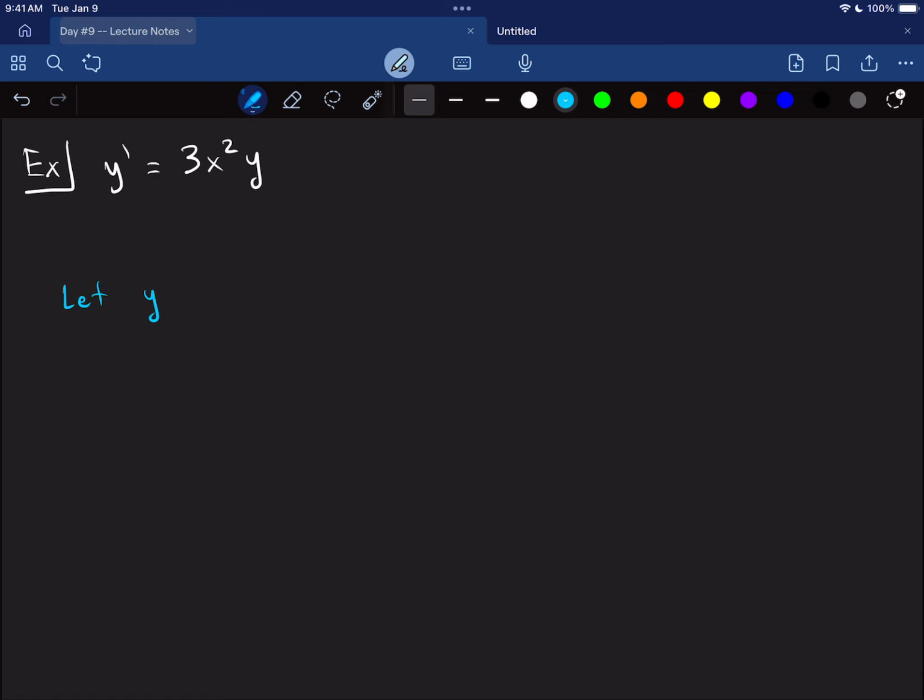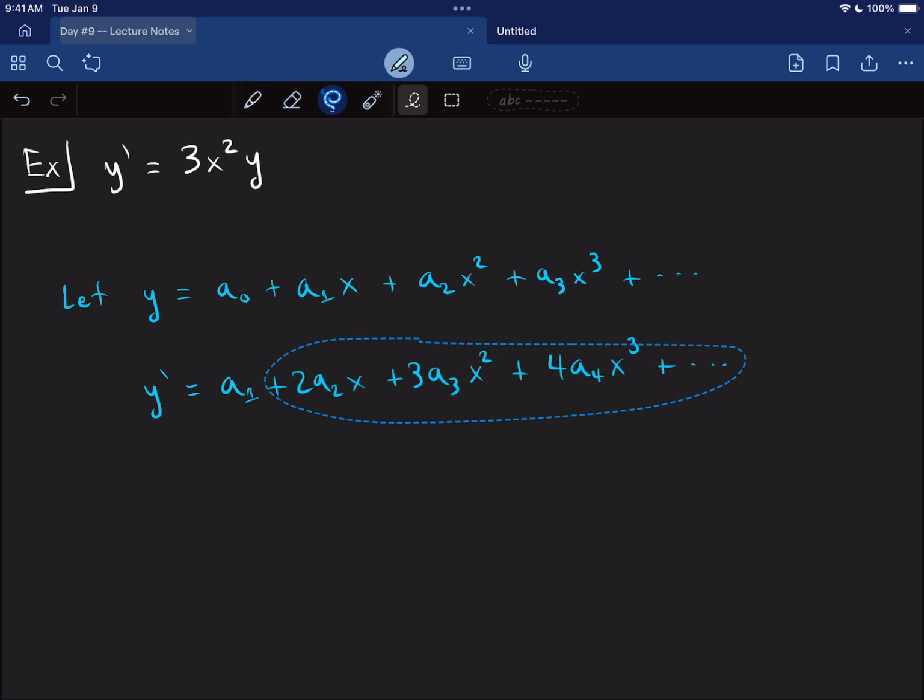So we're going to let y equal a naught plus a1x plus a2x squared plus a3x cubed, and so on and so forth. That means that y prime is, I'll write it this way, a1 plus 2a2x plus 3a3x squared plus 4a4x cubed plus dot dot dot. And then I'll move this so that everything matches up and lines up really nicely.